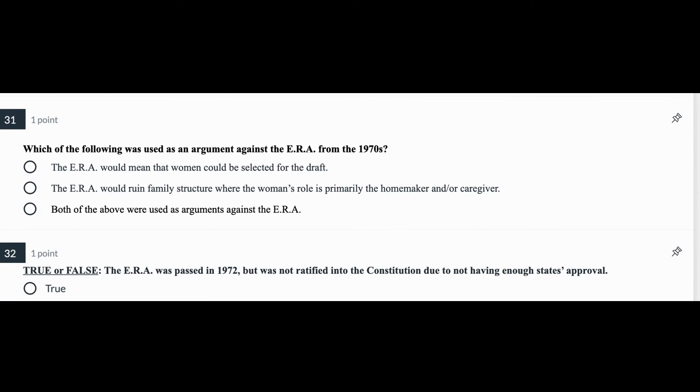31. Which of the following was used as an argument against the ERA from the 1970s? The ERA would mean that women could be selected for the draft. The ERA would ruin family structure where women's role is primarily the homemaker or caregiver. Both of the above were used as arguments against the ERA.